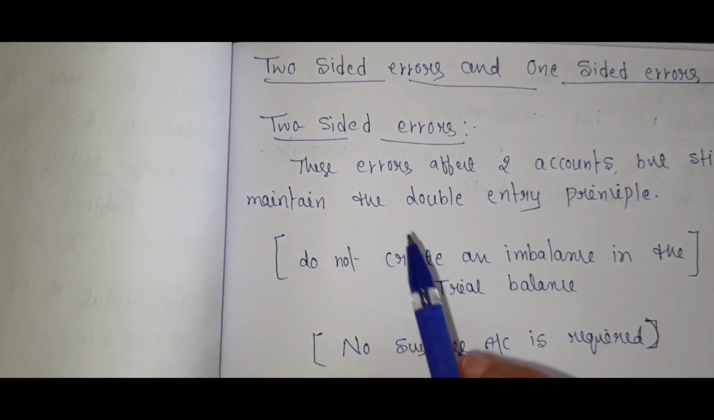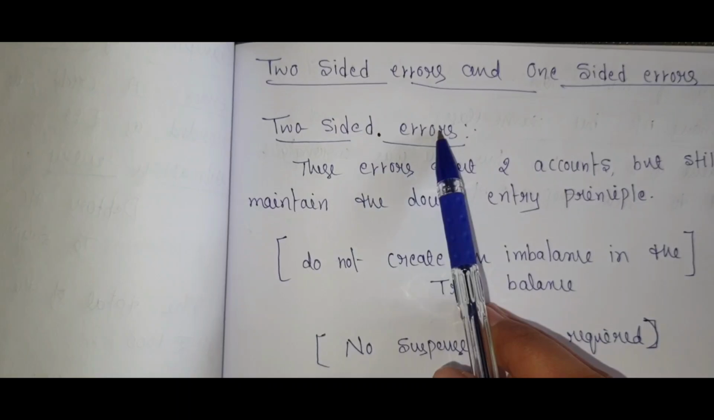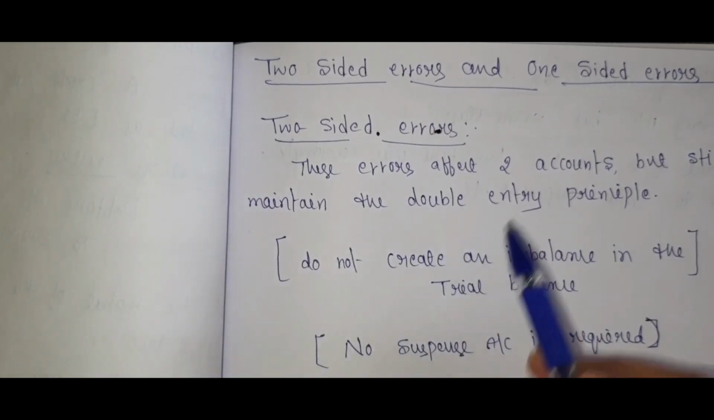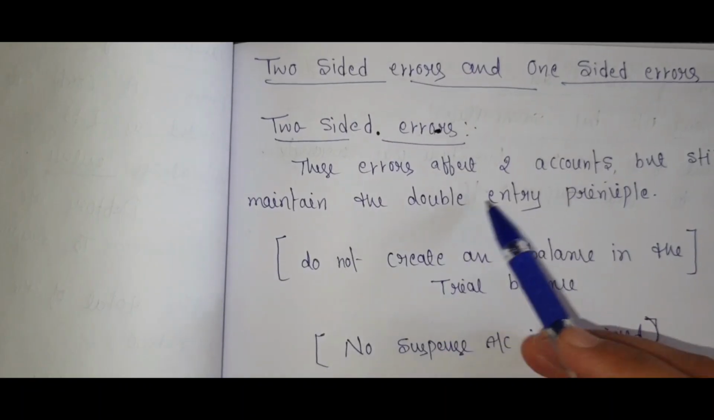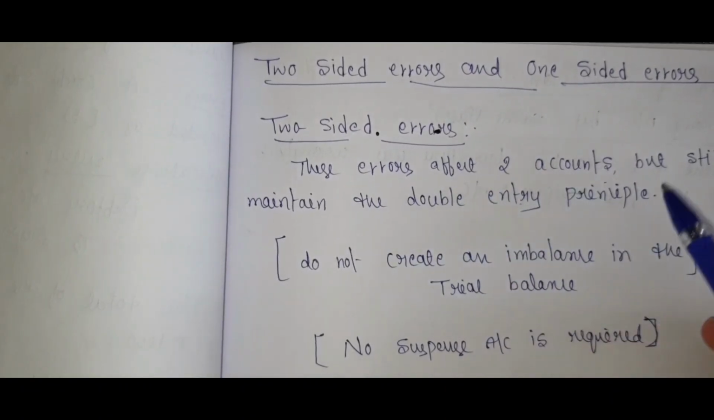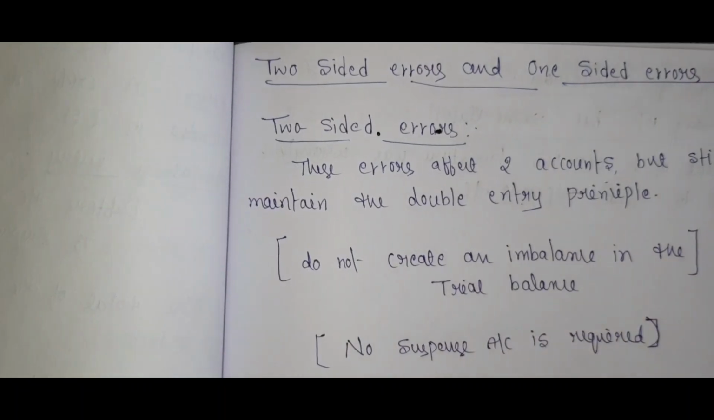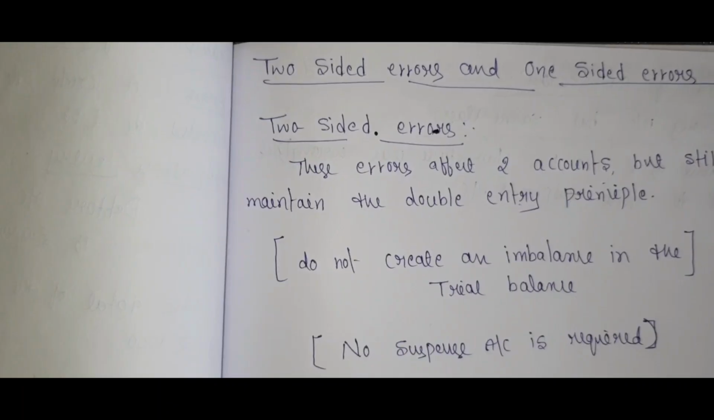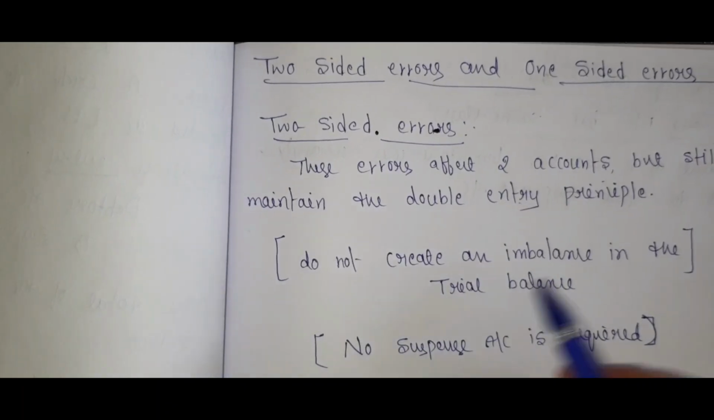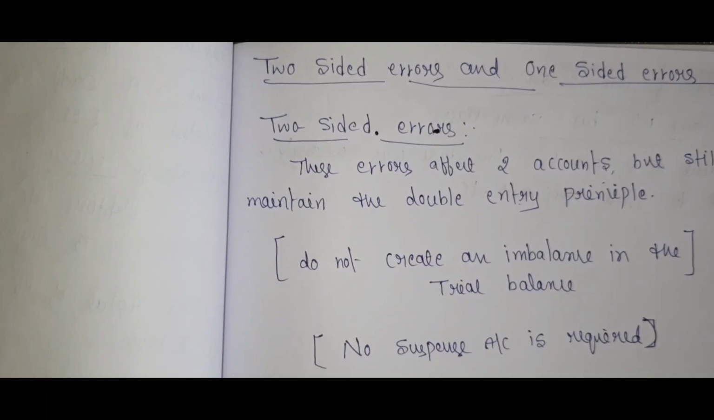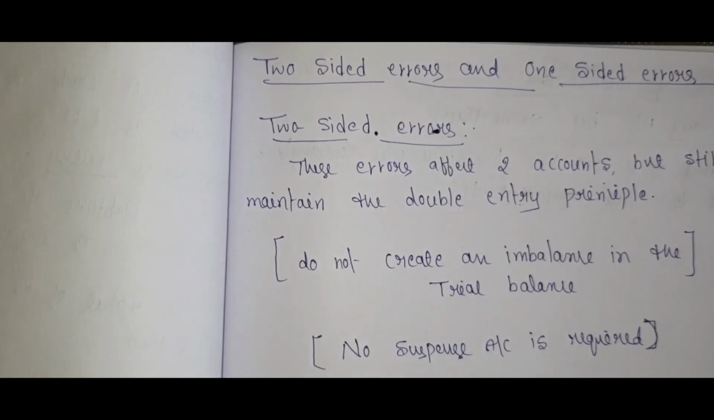Okay. Now let's begin. First one is the two-sided errors. What does it mean? It means these errors affect two accounts, debit also, credit also, but still maintain the double entry principle. It means they do not create an imbalance in the trial balance, no mismatch in the trial balance. Here debit equals credit.